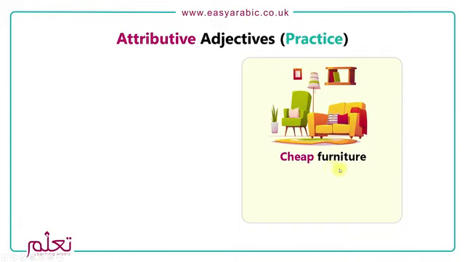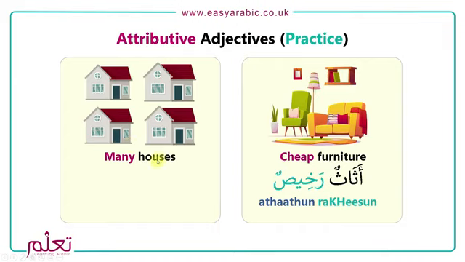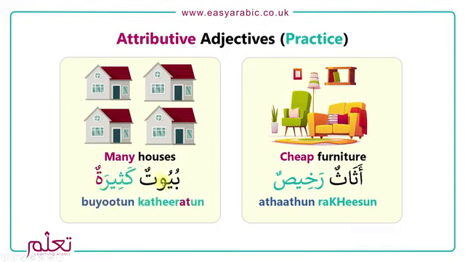Okay, one more, we say cheap furniture. So furniture is athathun, and we said cheap was rakhis. So athathun rakhisun. Many houses. So house is bait, and we said plural of houses is buyut. So it'll be buyutun, and then many was kathir. So the adjective will be kathiratun, because it is non-human. Yeah, buyutun kathiratun.